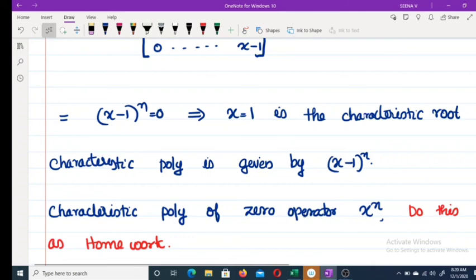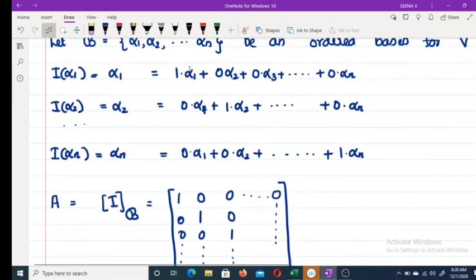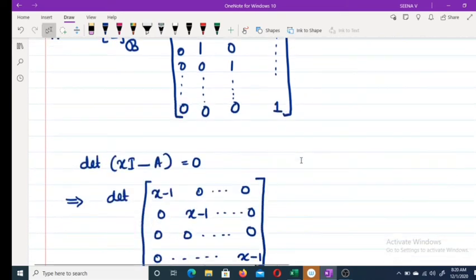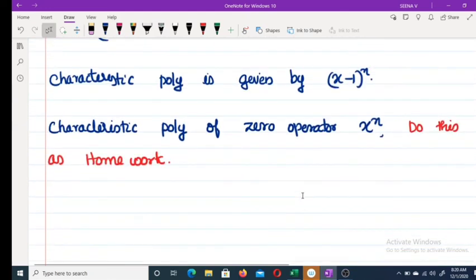What about the characteristic polynomial of the zero operator? Using the same method, you consider a basis and 0 of alpha equals 0, and you write all these things. Finally, you get the characteristic polynomial of the zero operator as x raised to n. We do this as homework. Some more problems are there that we will discuss later.